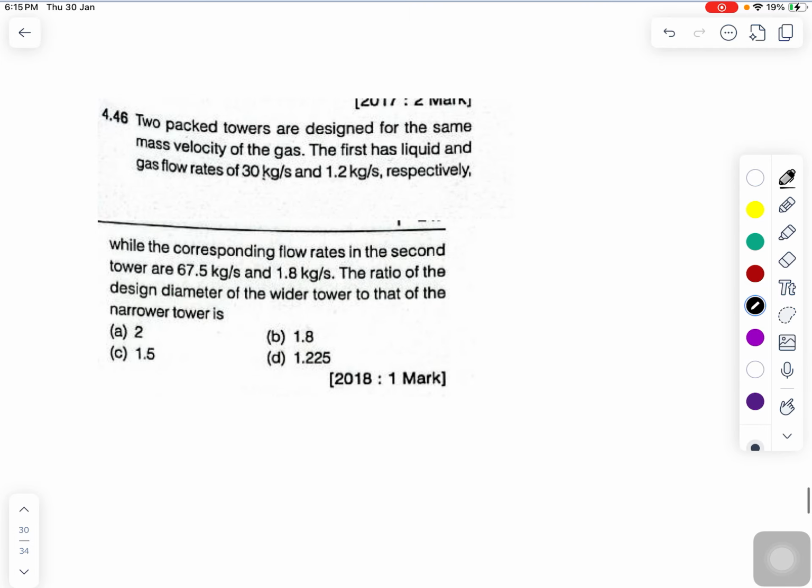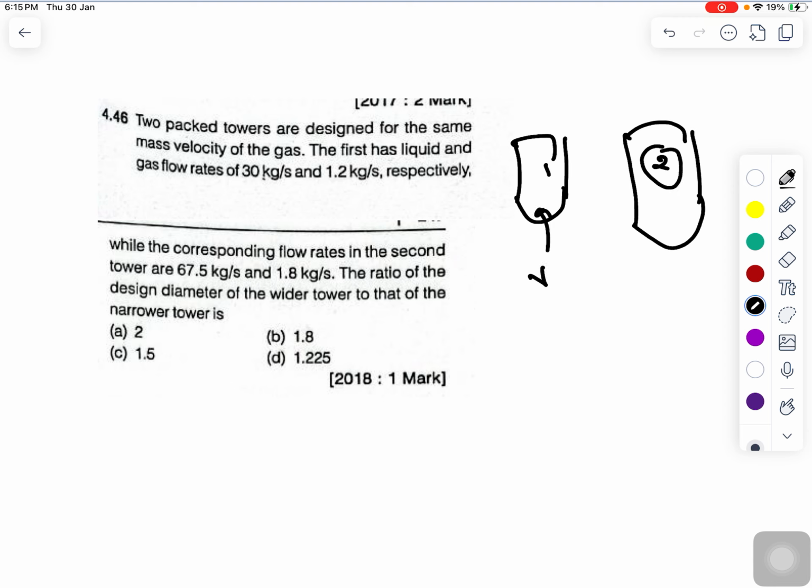Moving to the next problem, the question says that two packed towers are designed for the same mass velocity of the gas. So there are two packed towers. Let's say this one is the first one, and this one is the second one. The vapor velocity, let's assume, is V. The first has liquid and gas flow rate with the same mass flow velocity.